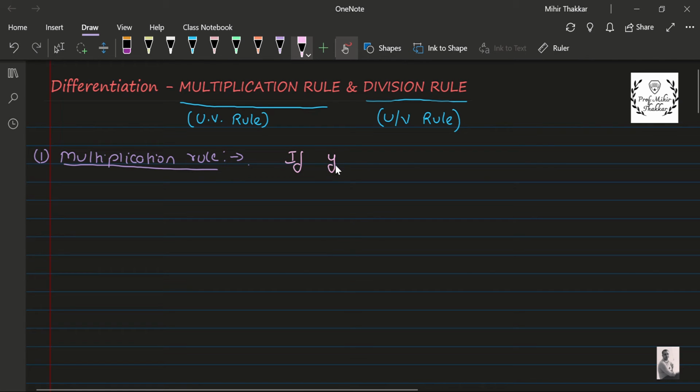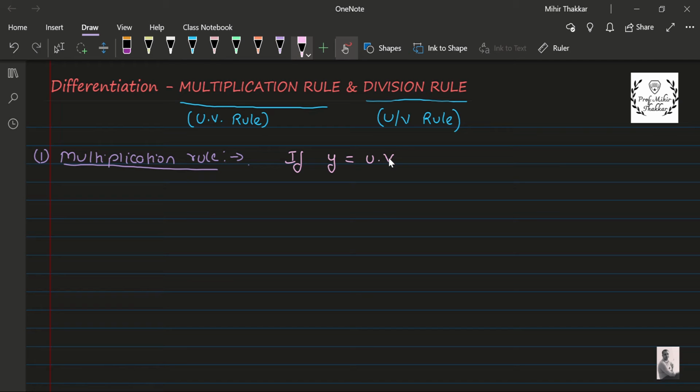If y is equal to u into v, where u and v are any two kinds of functions of x, they can be algebraic and exponential, or they can be exponential and logarithmic, or they can be logarithmic and exponential. Any two kinds of different functions, when they are multiplied, then we have to always apply the multiplication rule. Okay, I'll give you some examples.